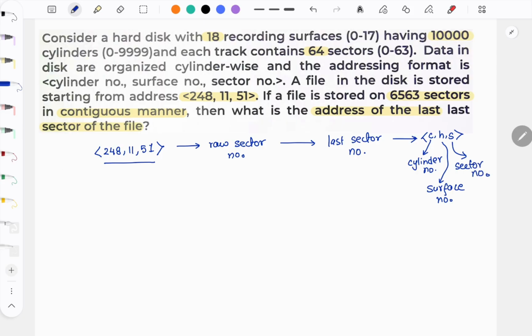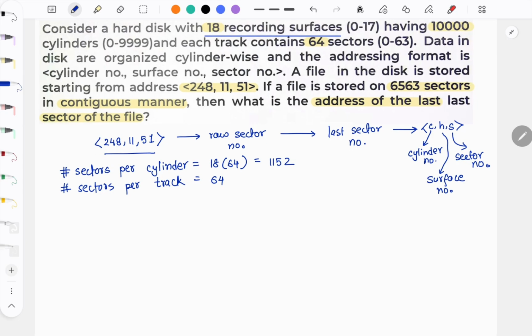So we'll proceed like this: number of sectors per cylinder will be 18 into 64. 18 is the number of recording surfaces, and there are 64 sectors on each track, which will be 1152, and the number of sectors per track is 64, directly given in the question.